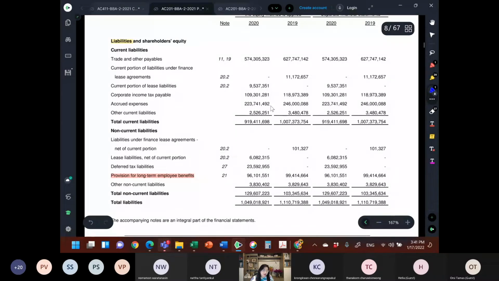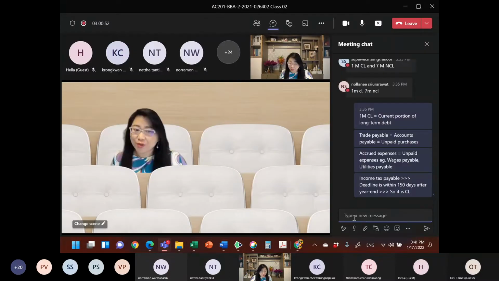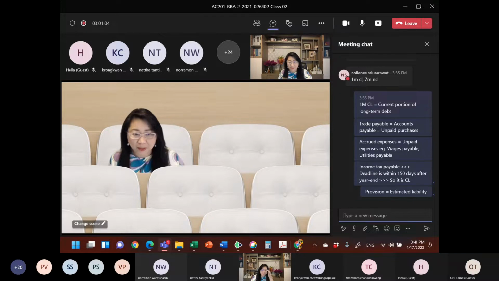Okay. Now, another thing that I would like to talk about is the provision for long-term employee benefits. Whenever you see the term provision in accounting, you should know that this is estimated liability. This is not an actual number. Provision means estimated liability. But why is the employee benefit an estimated liability?